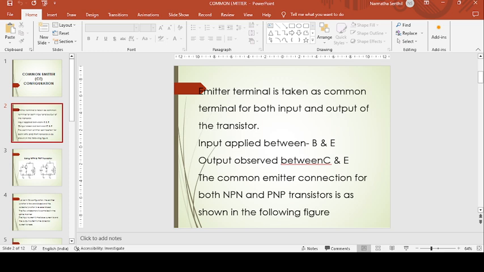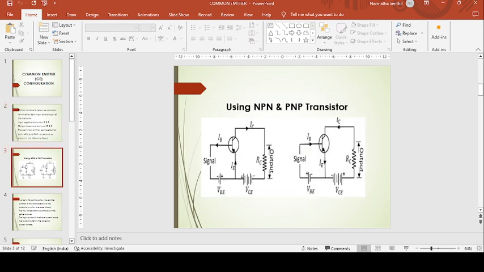Here in the figure we have both the transistors, that is NPN transistor and PNP transistor, and emitter is the common for both NPN as well as the PNP. Here this is the input junction and this is the output junction.